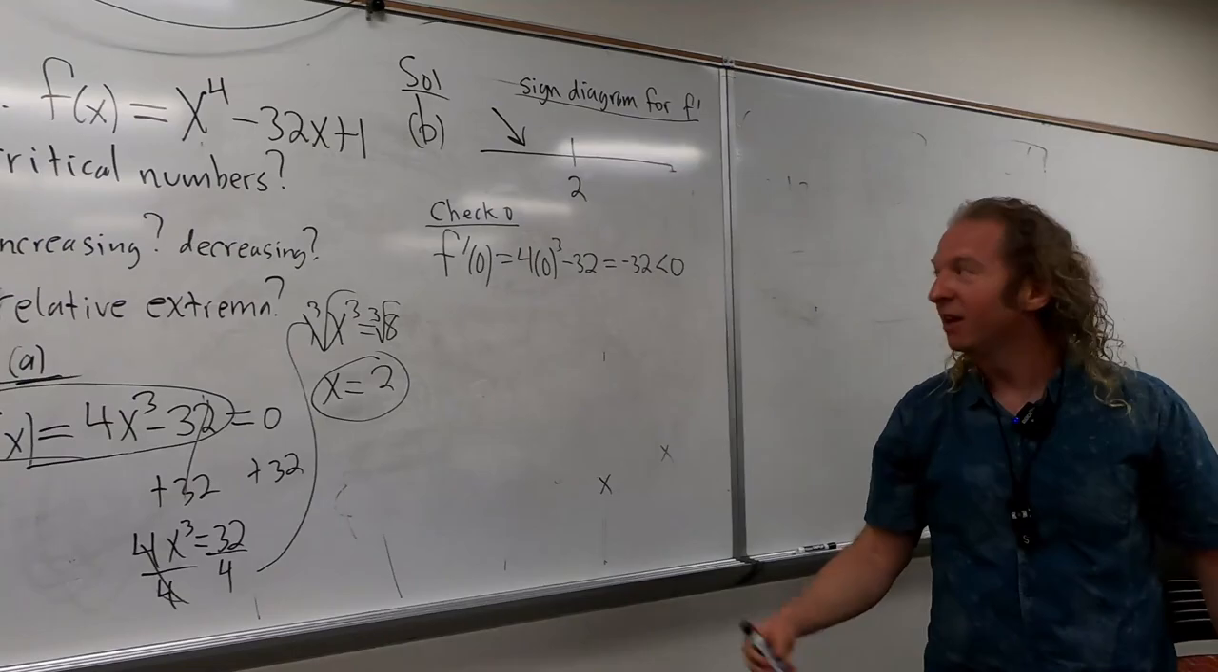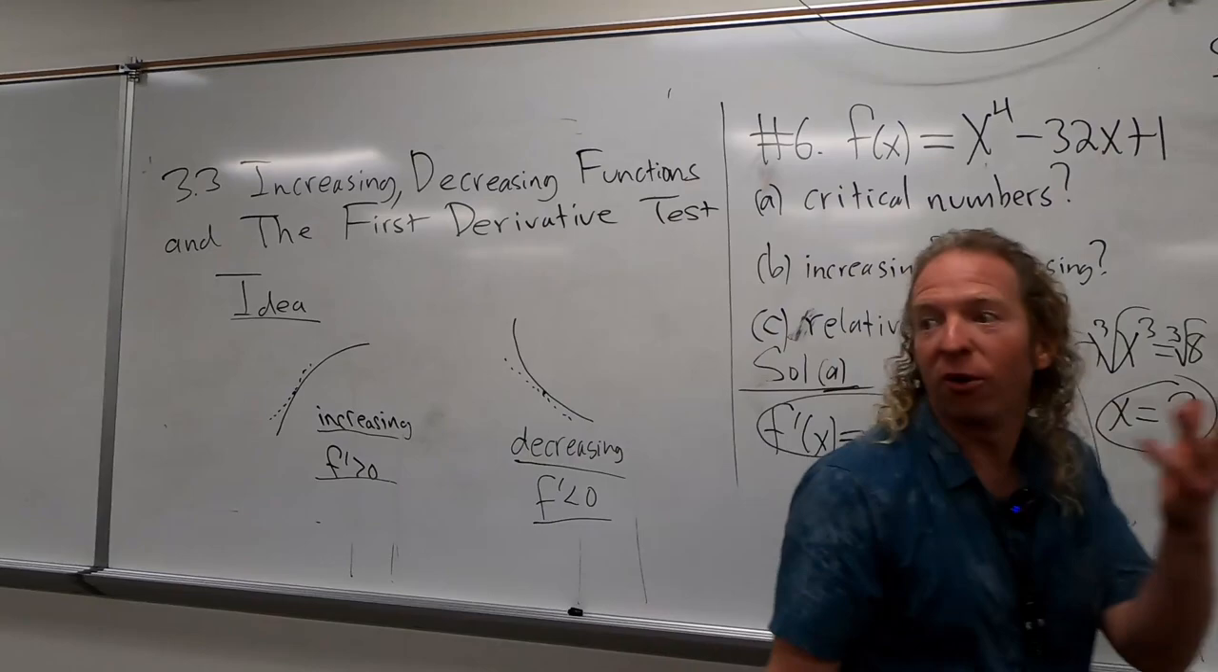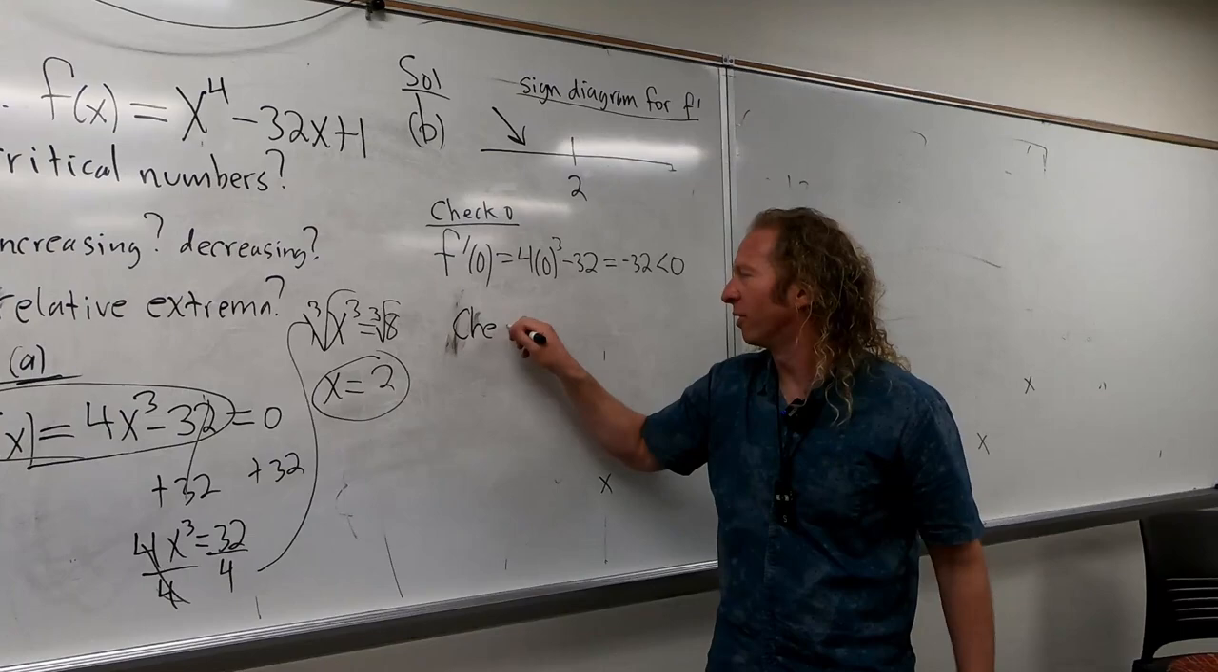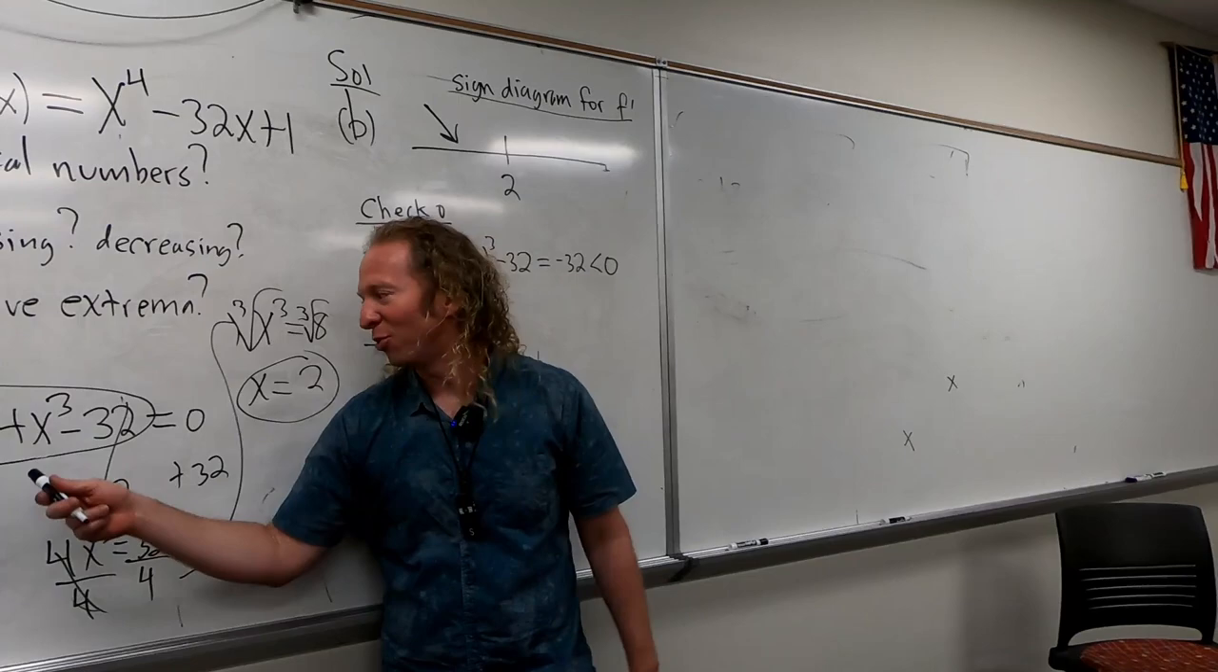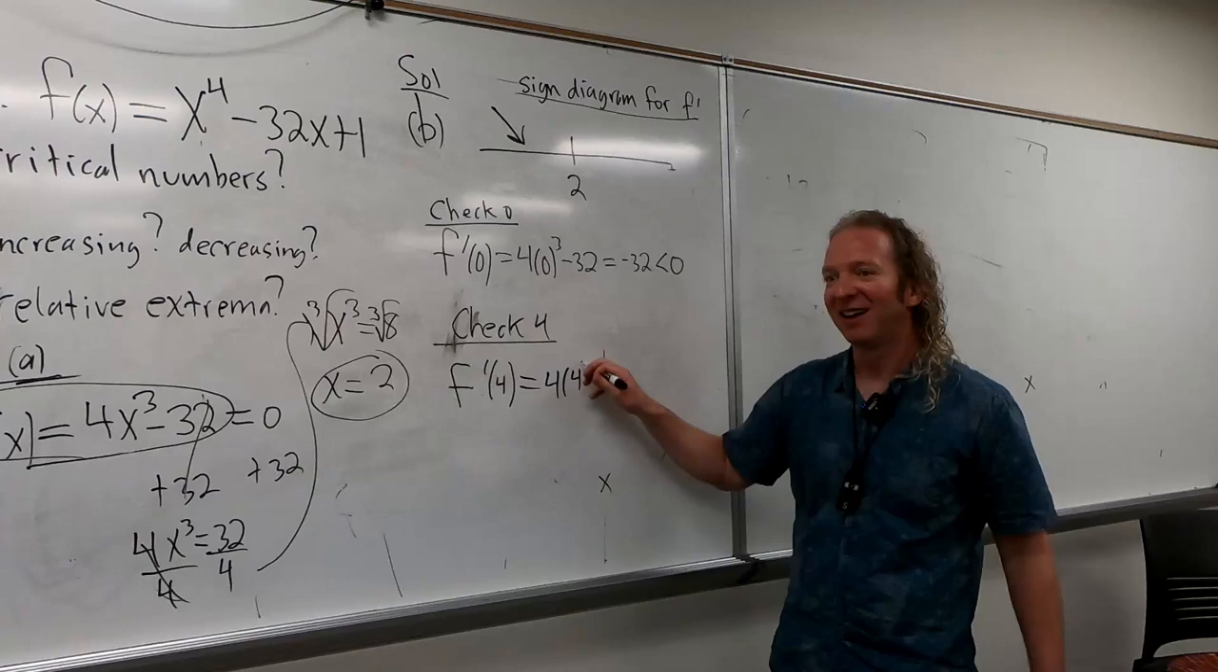Now let's pick a number bigger than 2. What's a nice number, big 4? Yeah, 4. So f prime, I guess I'll write check 4. Check 4, feel the mistakes coming. F prime of 4. 4 is kind of big, but it's too late. Someone said it, so we'll do it. I wanted to use 3. 4 times 4 cubed. It's too late. I already wrote check 4. I can't back down.